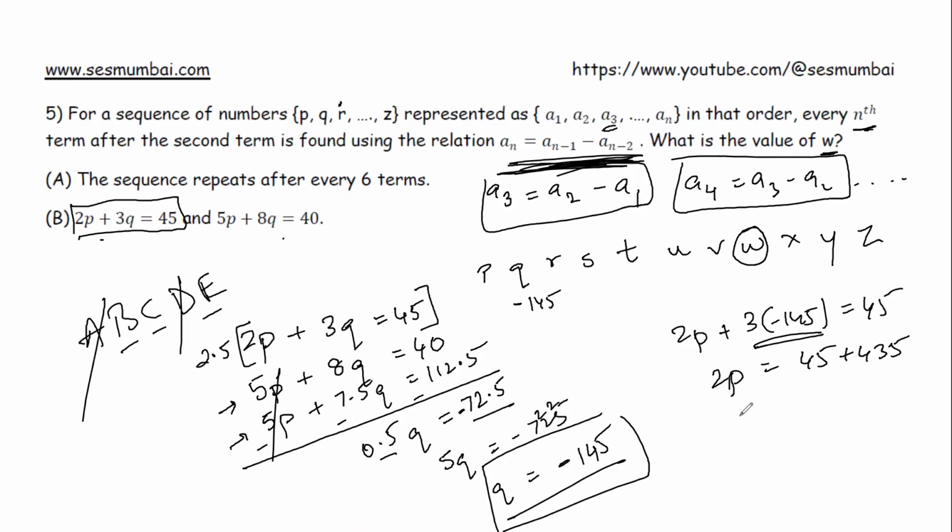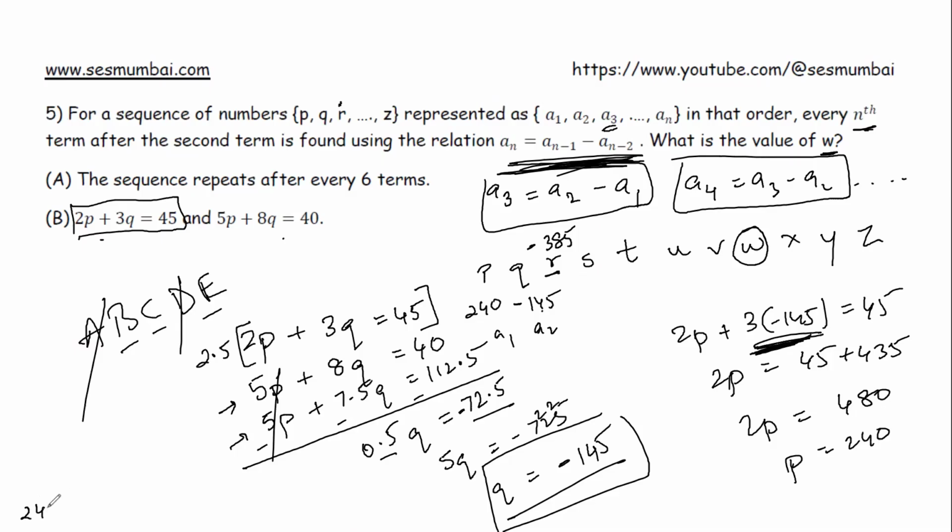Right. So 2P is equal to 45 plus this number, which is 420. And 5 threes are 15. So 435. So 2P is equal to 480. Yeah. So P is equal to 240. And then A3 is A2 minus A1, right? So A3 is negative 145 minus 240, so we get minus 385, right? And then A4 is A3 minus A2, that is minus 385 minus 145. So what you end up getting is, I'll just write down out here.